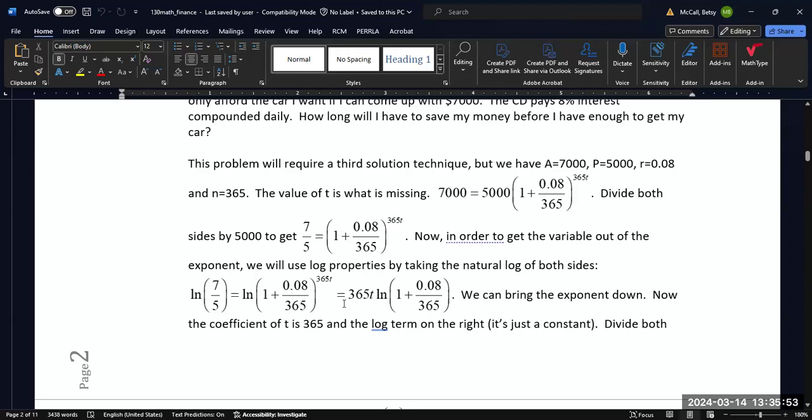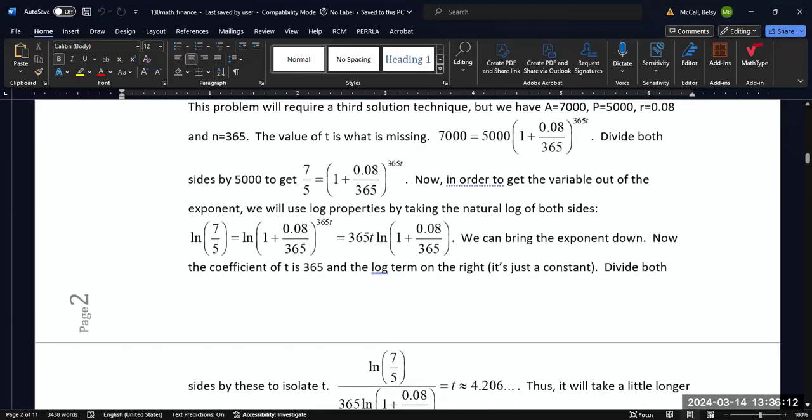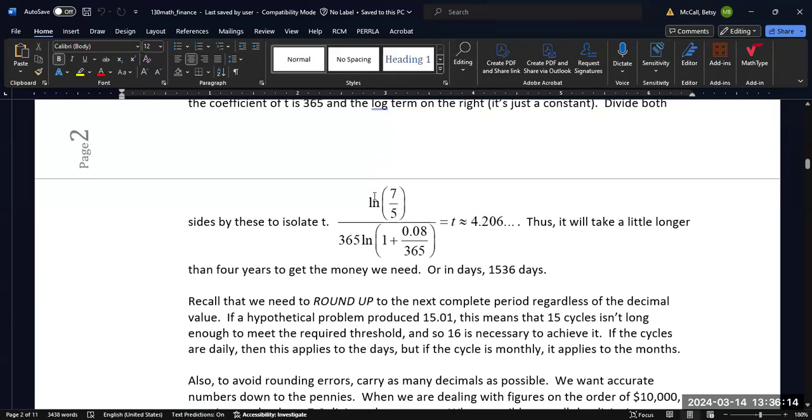And now we have 365 and we have this log of 1 plus 0.08 over 365. Those are both constants, and so we can divide both of those out to the other side of the equation to divide log of 7 over 5. That will get t by itself. Again, 365 and the log both came over because they're all constant.